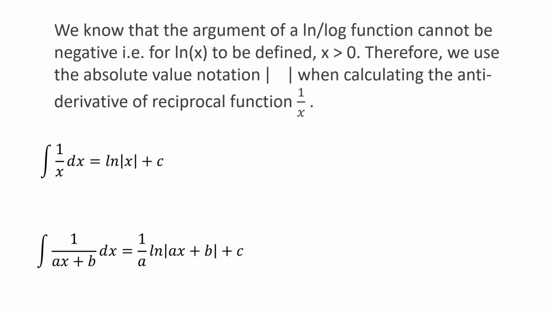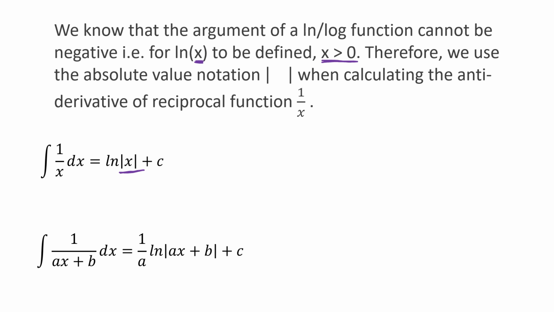The integral of 1 over x, that reciprocal function, would be ln x because the derivative of ln x is 1 over x. So it's very important to note that the argument of a ln function can never be negative. It always has to be positive. Otherwise, it is undefined. So that is why we are going to use this notation. So there you can see that absolute value notation there. So that's important. The argument should be represented with that notation there.